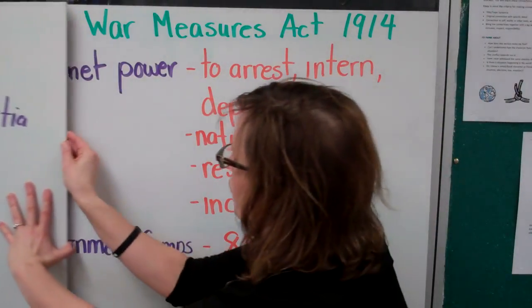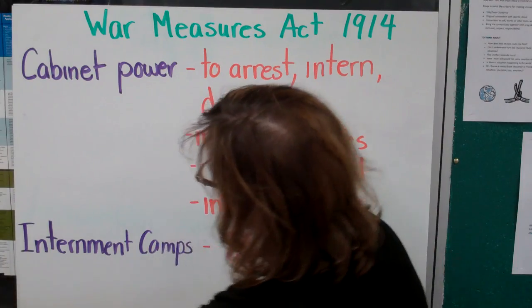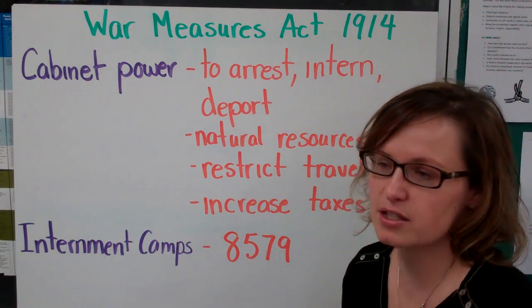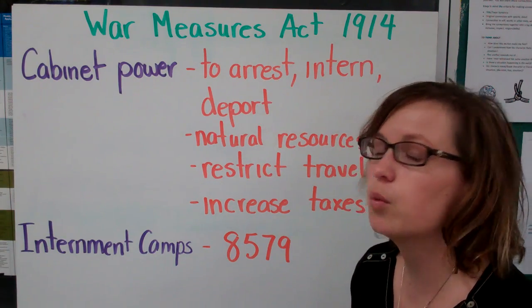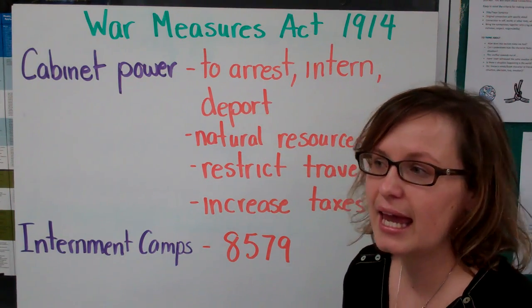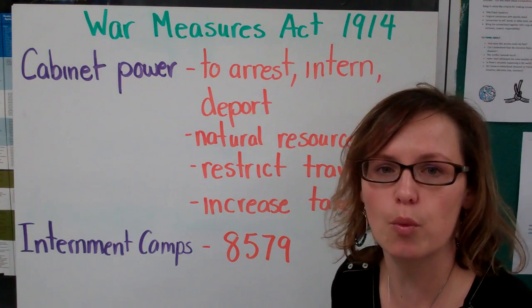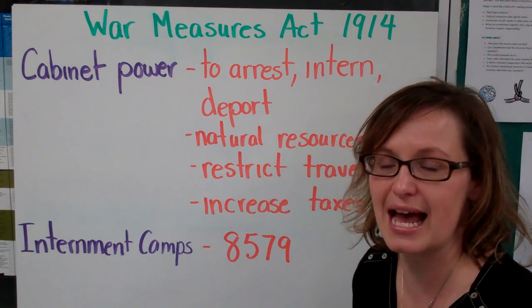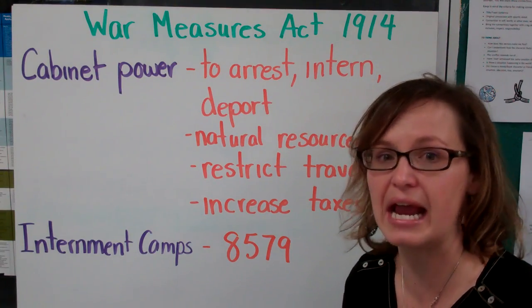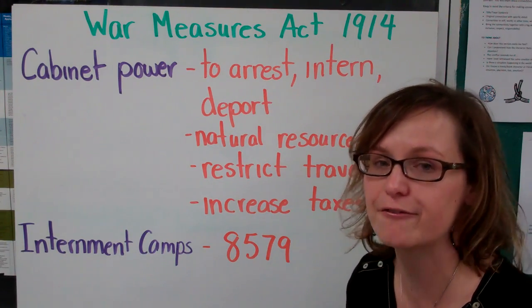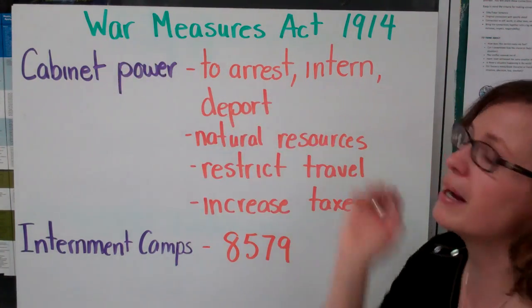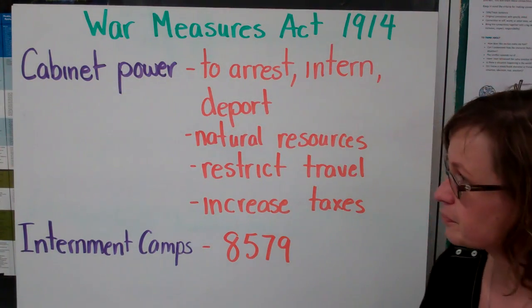Now, with all of these people leaving, and it still being a developing country, a war is very expensive. And so to pay for a war, the government has to make some changes and has to increase its power in order to gain resources and wealth to pay for this war. So at this time they implemented the War Measures Act of 1914.